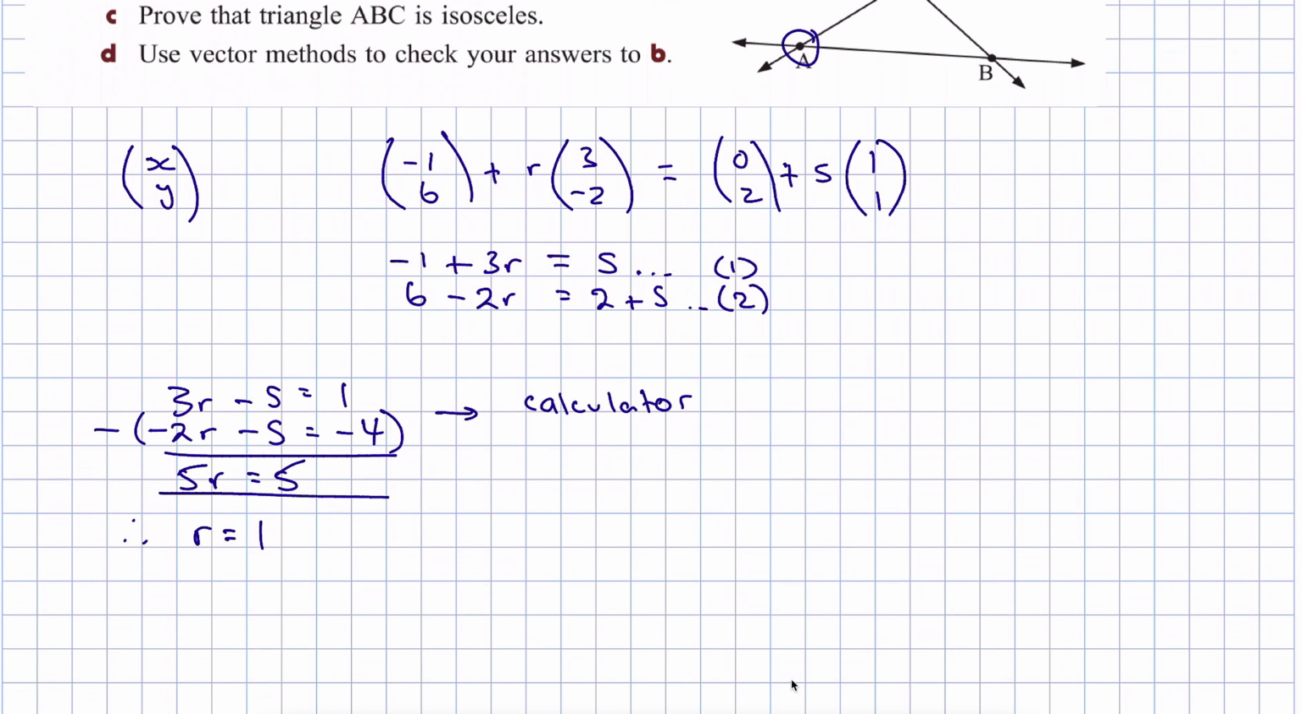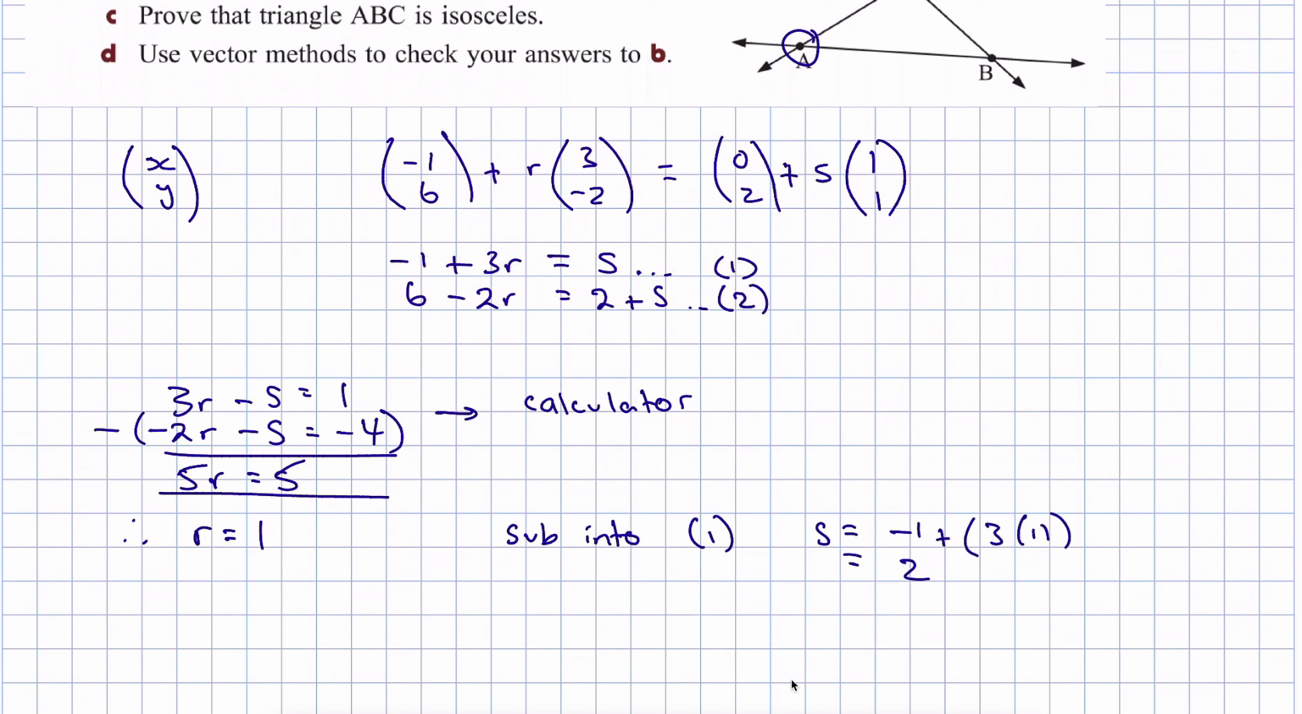Okay, and I could plug that back into either of my equations, and I know from up here that I've got s is equal to minus 1 plus 3r, so probably a good spot to put it in. So sub into the original version of 1, s is equal to minus 1 plus 3 lots of 1. So what's that? Minus 1 plus 3 is 2. Okay, so s is equal to 2.